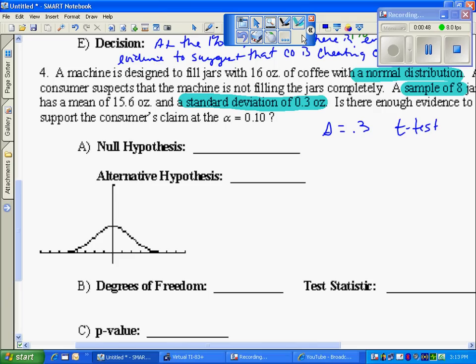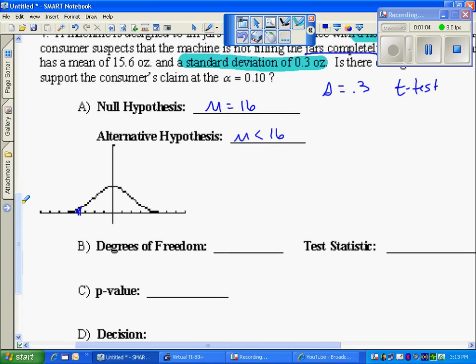We are supposed to be filling the jars to 16 ounces, and if we're not filling them completely, we're filling them less than 16, so we're looking at this side. It's important you understand which direction the test is. This happens to be on the left-hand side, so when we look things up in the table, we need to make sure that we're looking either to the right or to the left or two-sided. Here we're looking at a t, or a test statistic, based on the degrees of freedom, which is n minus 1, which is 8 minus 1, or 7.